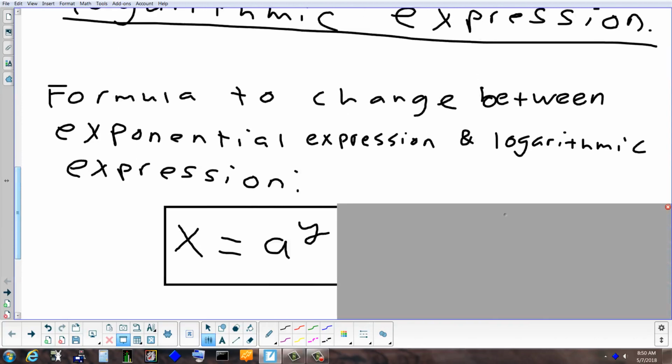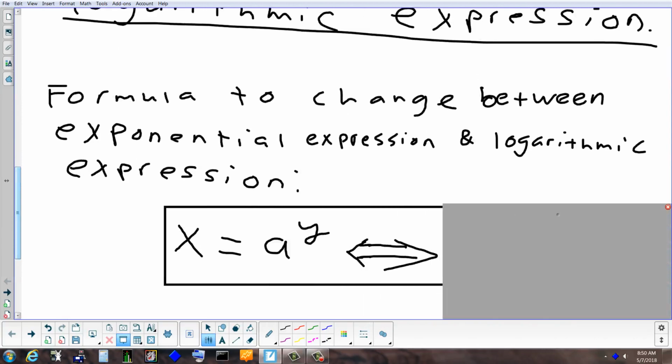So on the left, what I have right here is an example of an exponential equation: x equals a to the y. Now, if you're going to solve something like that, you've got to have some numbers in there. So maybe a and y would be numbers. If it was something like x equals 3 to the second, then you could solve it. But for now, nothing is going to be numbers.